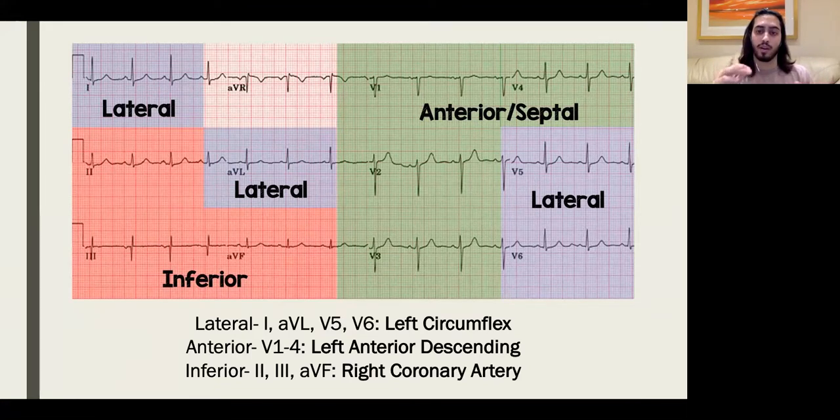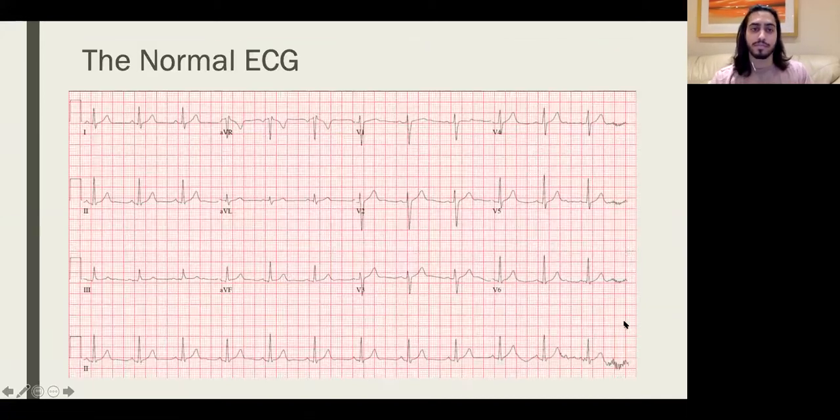Okay, so if you have an MI, you get ST elevation or ST depression. You can tell which artery it's coming from based on which leads are actually showing the abnormality on the ECG. And that's why it's really important to know that.